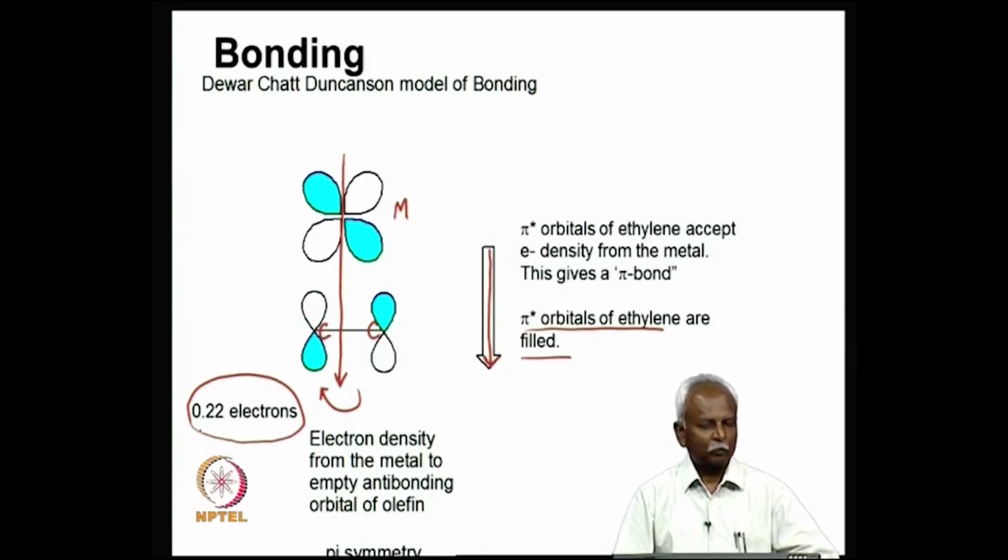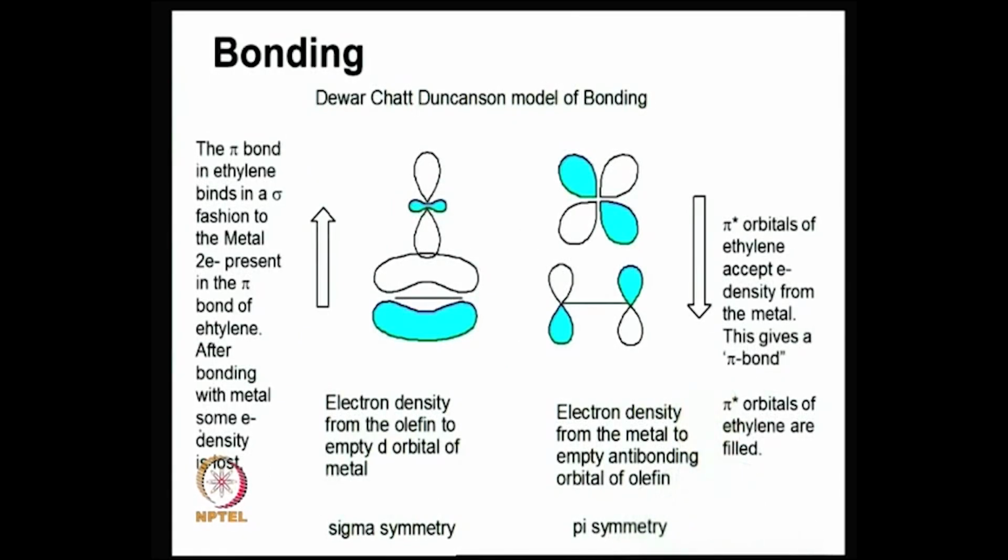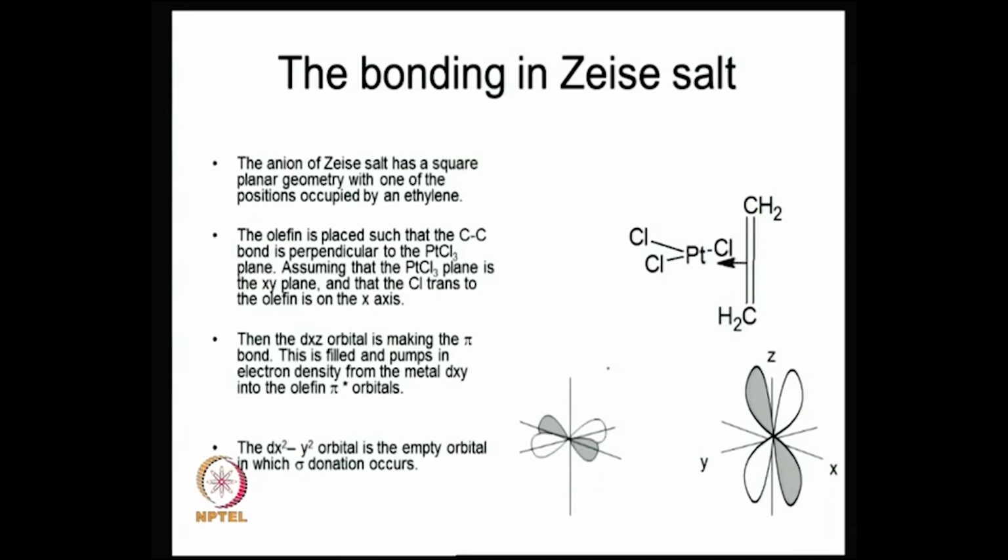This Dewar-Chatt-Duncanson model suggests that there is a synergistic interaction between the metal and the olefin. Here I have pictured both interactions in the same slide, and you can see how the 2 interactions complement one another in a completely synergistic interaction. One has sigma symmetry and the other has pi symmetry. Rotation does not break the sigma bond, whereas the pi bond is completely broken when you rotate it. That is why you have a small barrier for the rotation of an olefin.